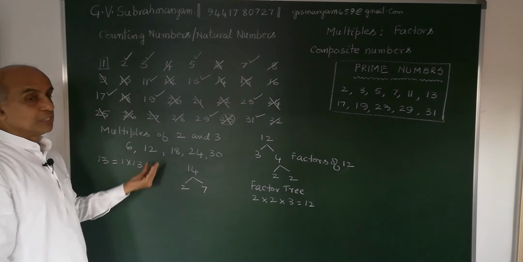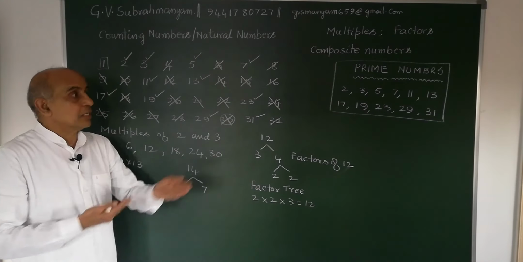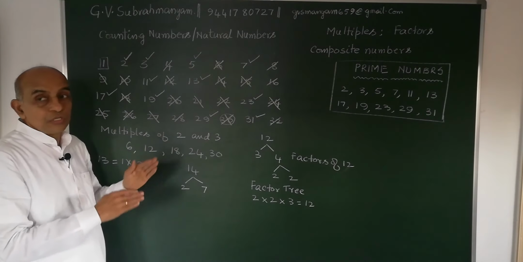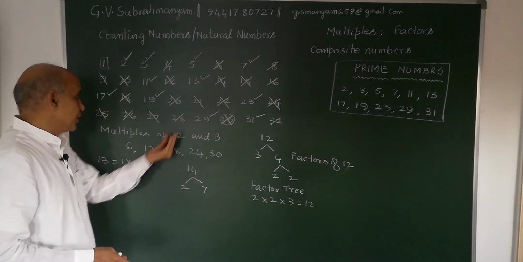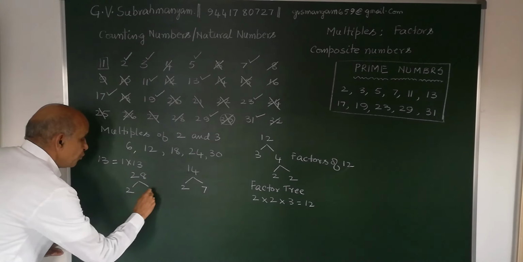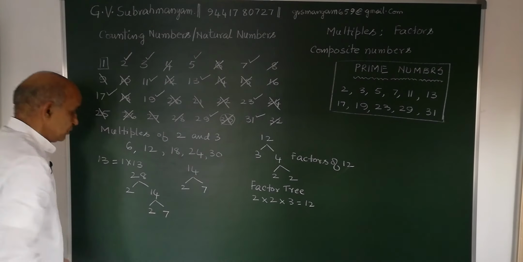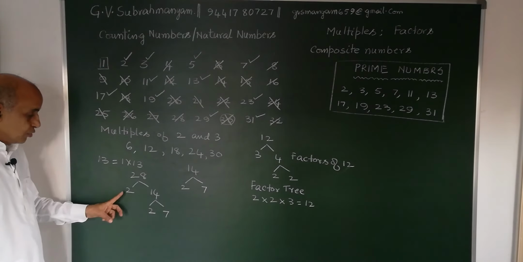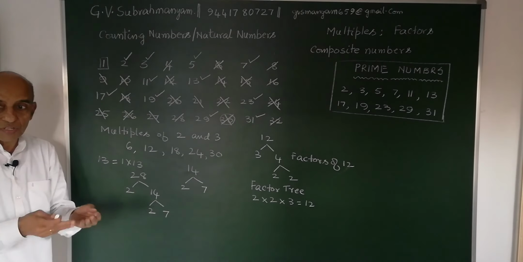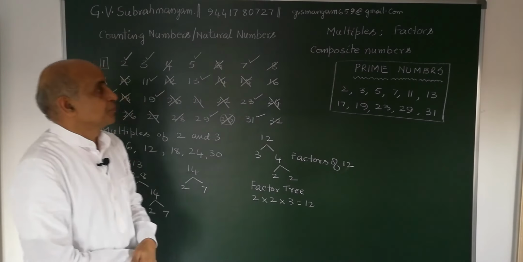Remaining all are composite numbers. So prime numbers do not have any factors other than 1 and the number itself. Whereas composite numbers have many factors, like 28. 28 can be written as 2 into 14. 14 again can be written as 2 into 7. Okay, so 28 has 3 factors, 2, 2, 7. But 7 does not have any factors. So that is why 7 is called a prime number.